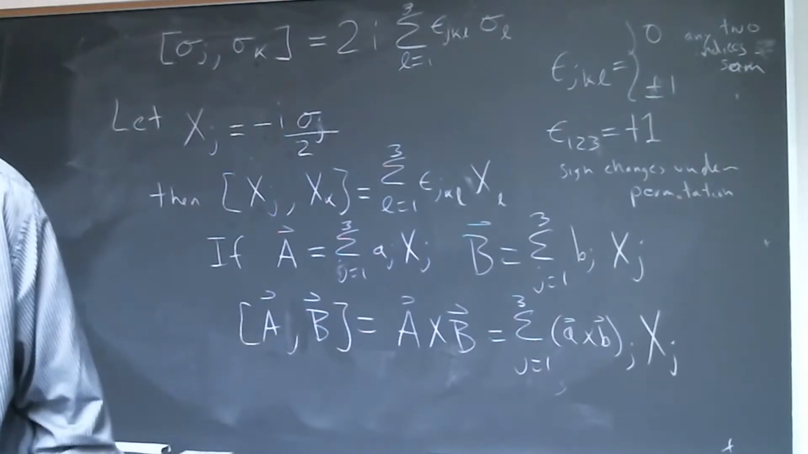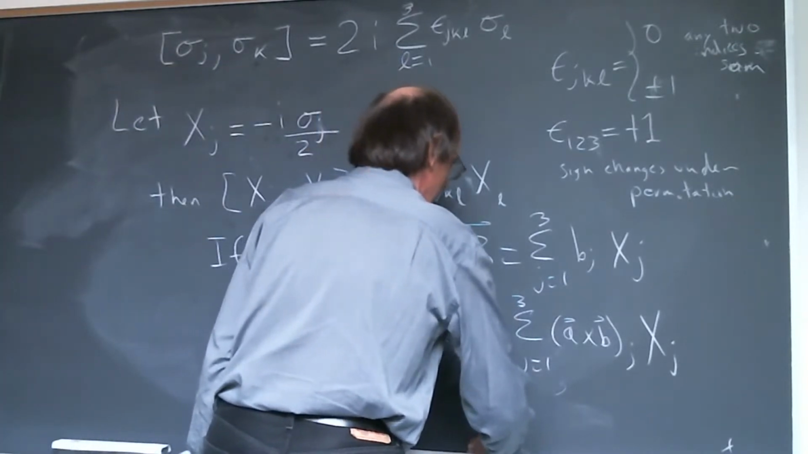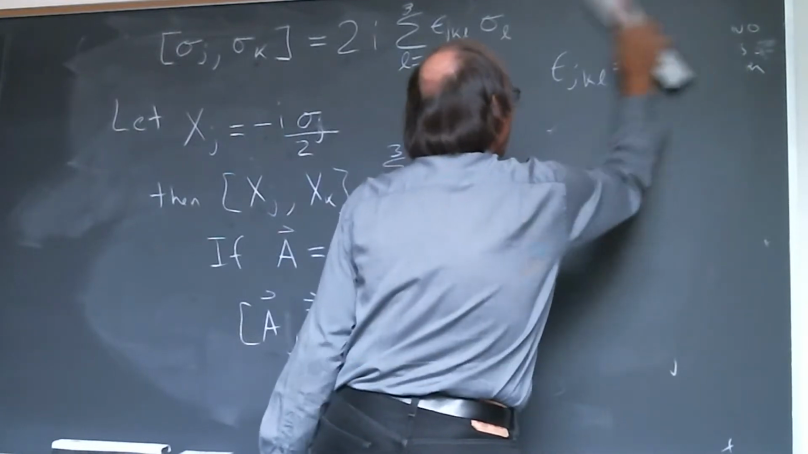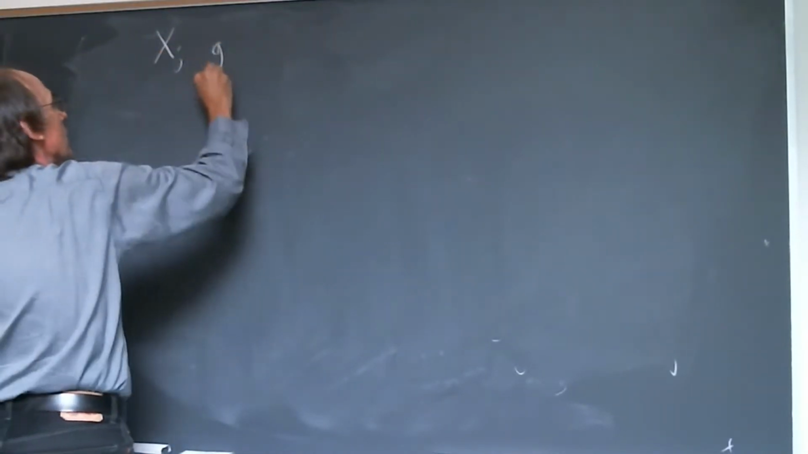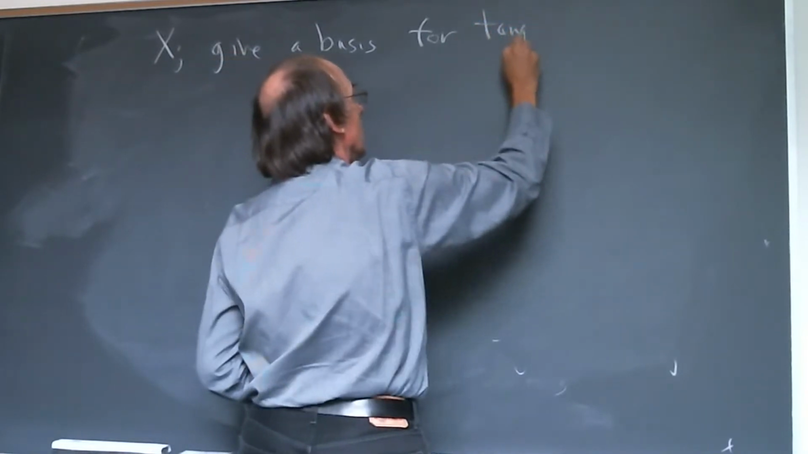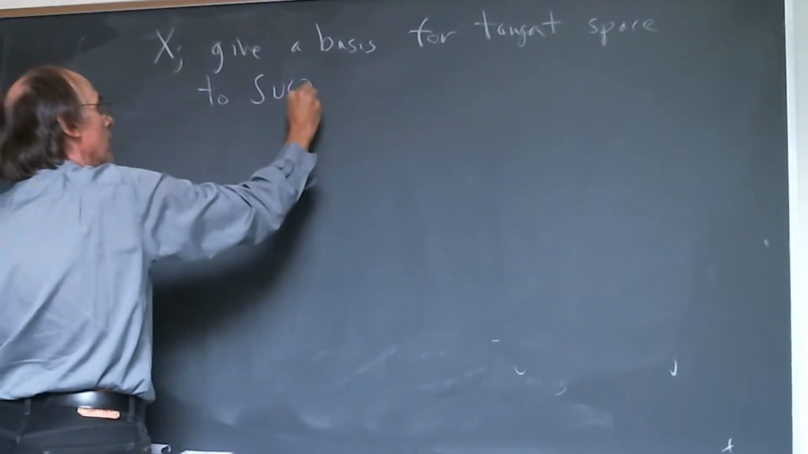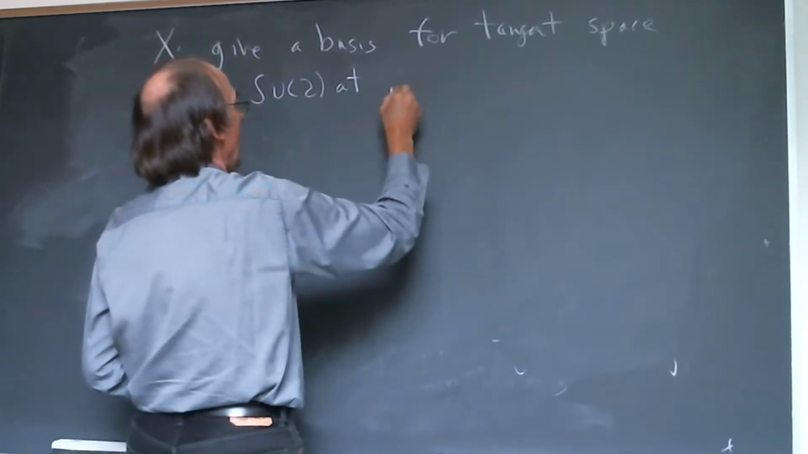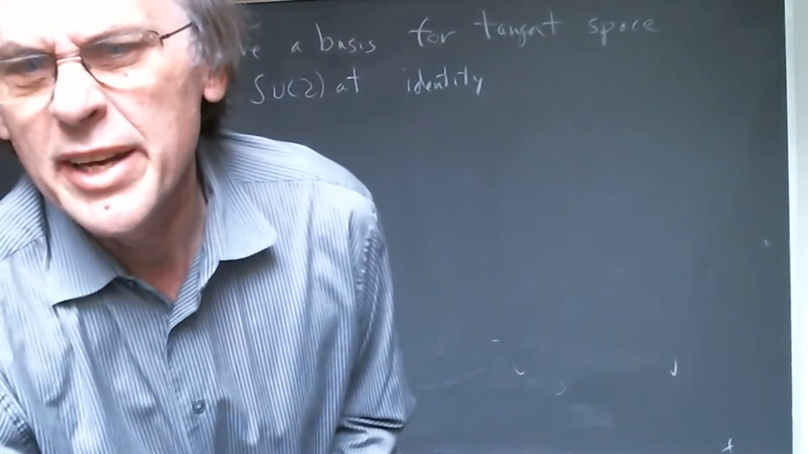Okay, let me see the other things I wanted to. Okay, and then just maybe one last comment about this. Here I think maybe I'll go back and show you a picture from the book. The xj give a basis for the tangent space to SU2 at the identity. And let me go back to the screen, and where are we?